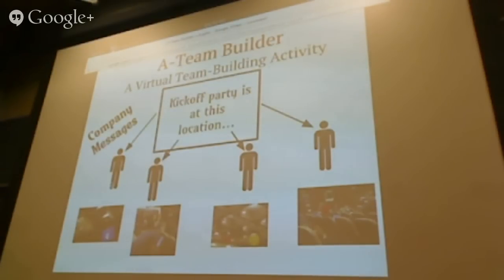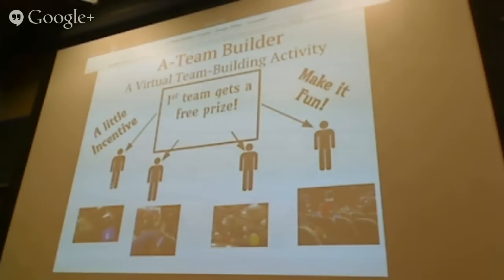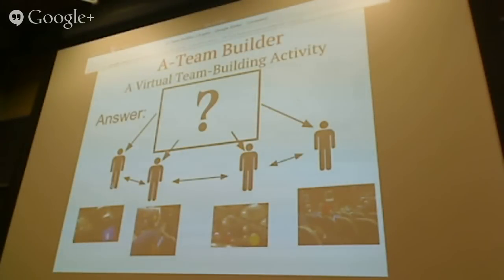For example, perhaps they're going to say the kickoff party is at this location, so they'll send each member a photo of that, a quarter of that clue. And then to make it fun, maybe the organization says that the first team to assemble the puzzle and show up at that location will get a prize. And so then it's going to be up to the team members to assemble and answer that question.